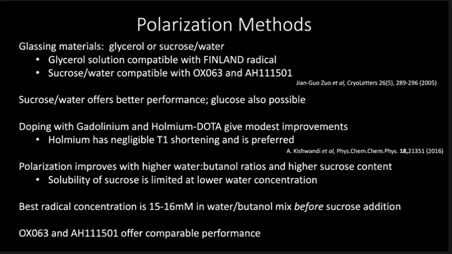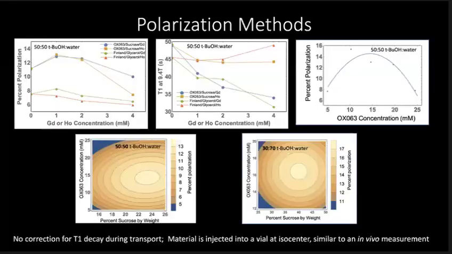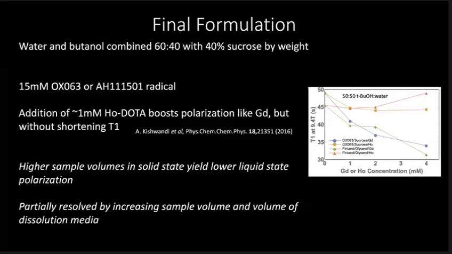So we use holmium DOTA rather than gadolinium. And we basically measured polarization as a function of sucrose, water, radical concentration, everything, and eventually arrived at an optimal concentration. But there's a fair amount of work that goes into this, and to really bump up your signal as high as you can get it, it does take some thought, as Ethan well knows. So the final thing was 15 millimolar OX63 or AH11501. That's the nominal concentration. People always use that.